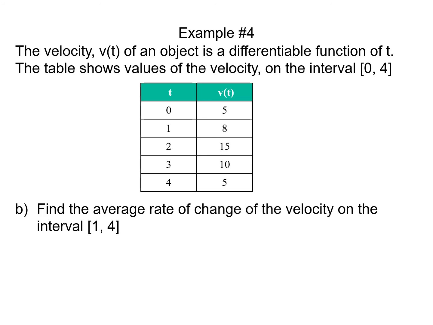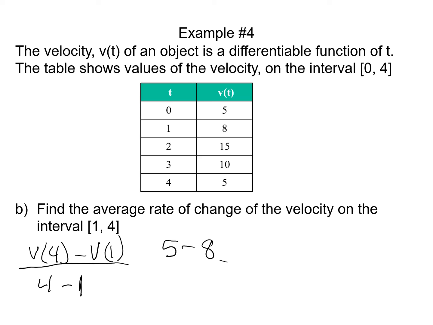Okay, now this one asks us to find the average rate of change of the velocity on the interval 1, 4. I'm sorry, I was looking at that. I was like, didn't we just do that? But we're only looking at the interval from 1 to 4. So the average rate of change on the interval from 1 to 4 would be v of 4 minus v of 1 all over 4 minus 1. So v of 4 is 5, v of 1 is 8, and 4 minus 1 is 3. So we get negative 1.